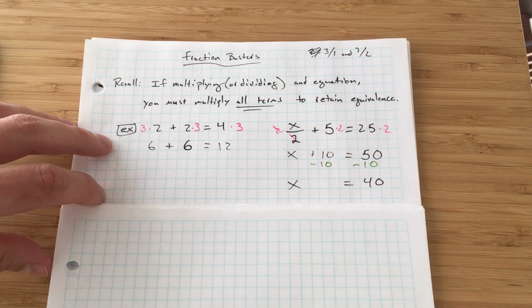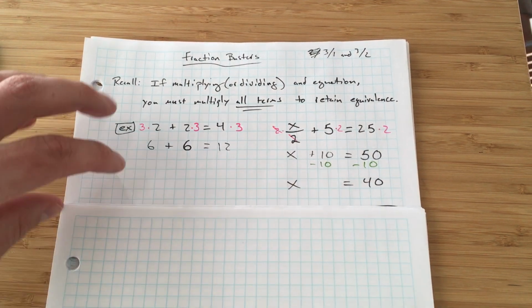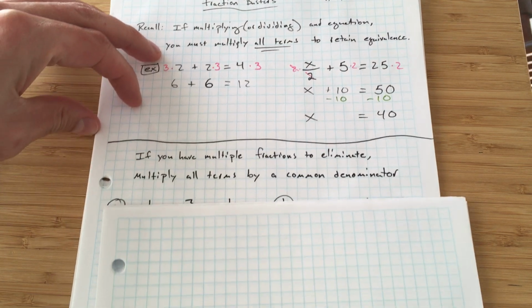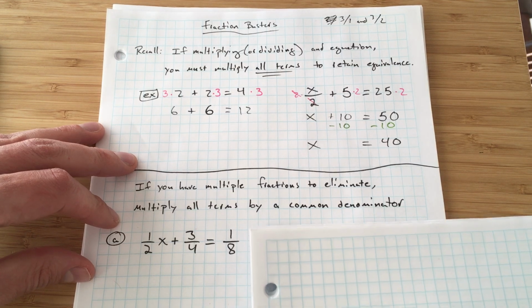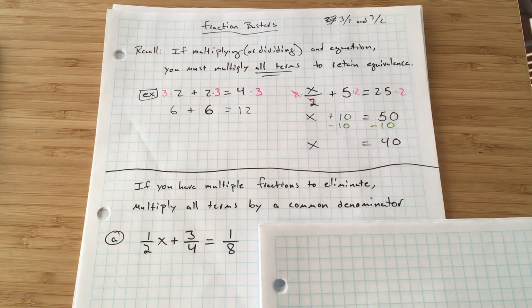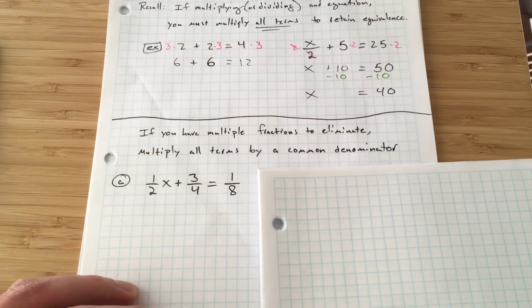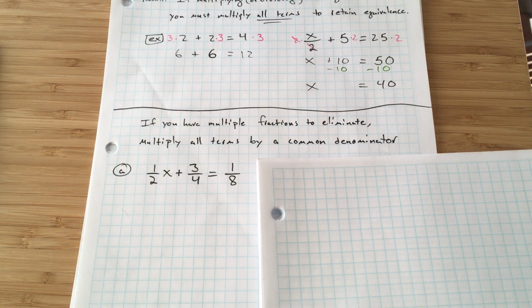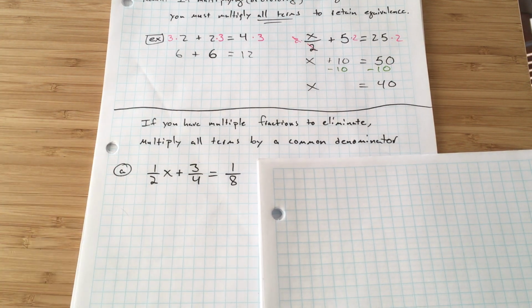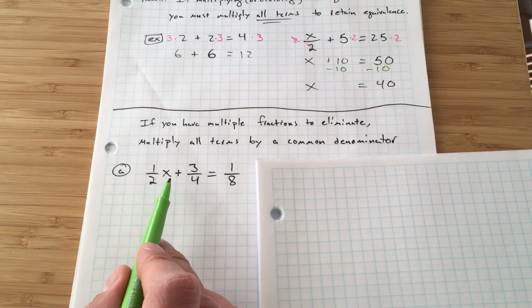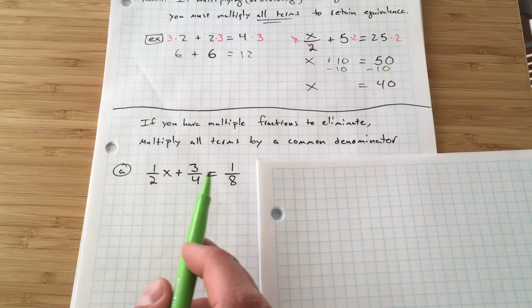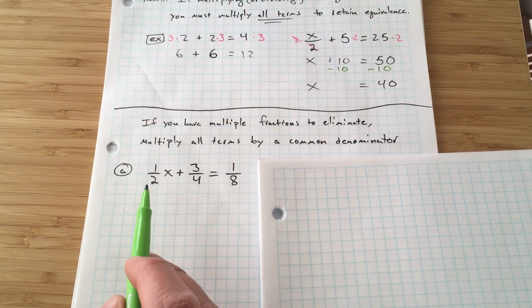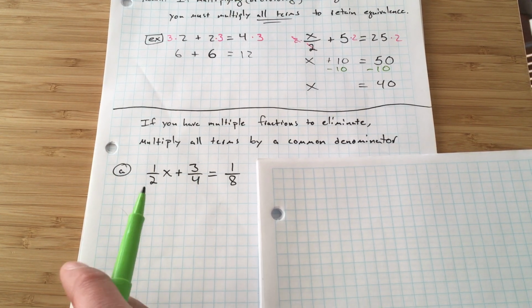Okay. So that leads us to fraction busters. This is sort of like a mini version of fraction busters. But this is actually what you're going to be able to do. If you have multiple fractions to eliminate from an equation, you're going to multiply all the terms by a common denominator. So let's look at an example here. Here I have 1/2 x plus 3/4 equals 1/8. I have these three fractions. I'm going to worry about the constants and the coefficients all together for this one.